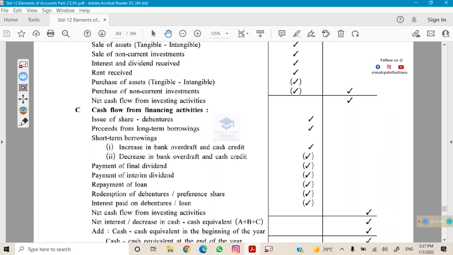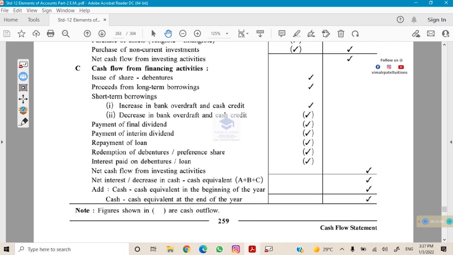So you have to add A plus B plus C, that is cash flow from operating activity, cash flow from financing activity and cash flow from investing activity. If it comes plus, net increase in cash or cash equivalent, if minus, net decrease in cash and cash equivalent. Add opening balance of cash and cash equivalent, that is cash and cash equivalent in the beginning. So that will give you cash and cash equivalent at the end of the year. So this is the whole cash flow statement, which will give you information regarding cash received and cash paid for different activity during the year.